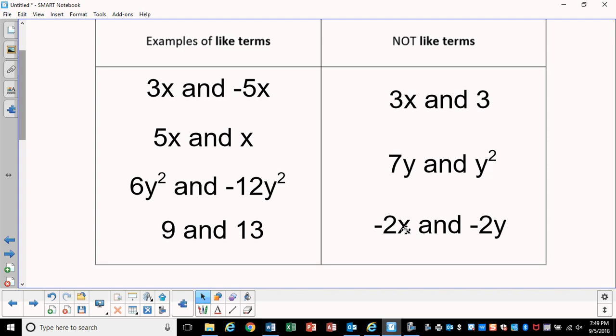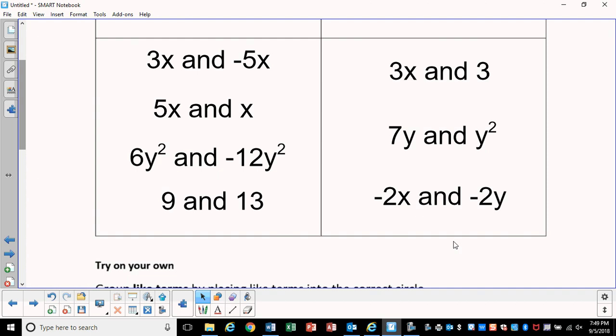Not only do we not have the same letter, okay? Really, that's the only reason. They're not the same letter. They do have the same exponent of nothing. And they have the same coefficient, which is the number in the front, but they're not the same letter. So these are examples of non-like terms. These cannot be combined. Okay?